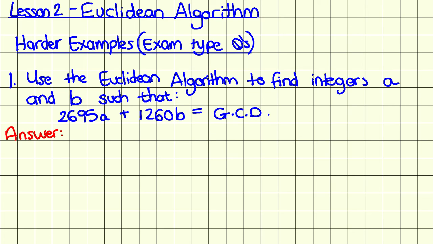Step 1 from this is going to be the exact same as lesson 1. We need to actually find out what is the greatest common divisor between these two numbers. What we're going to do is always start with the bigger number. So 2695 equals something times the other number, 1260, plus your remainder.